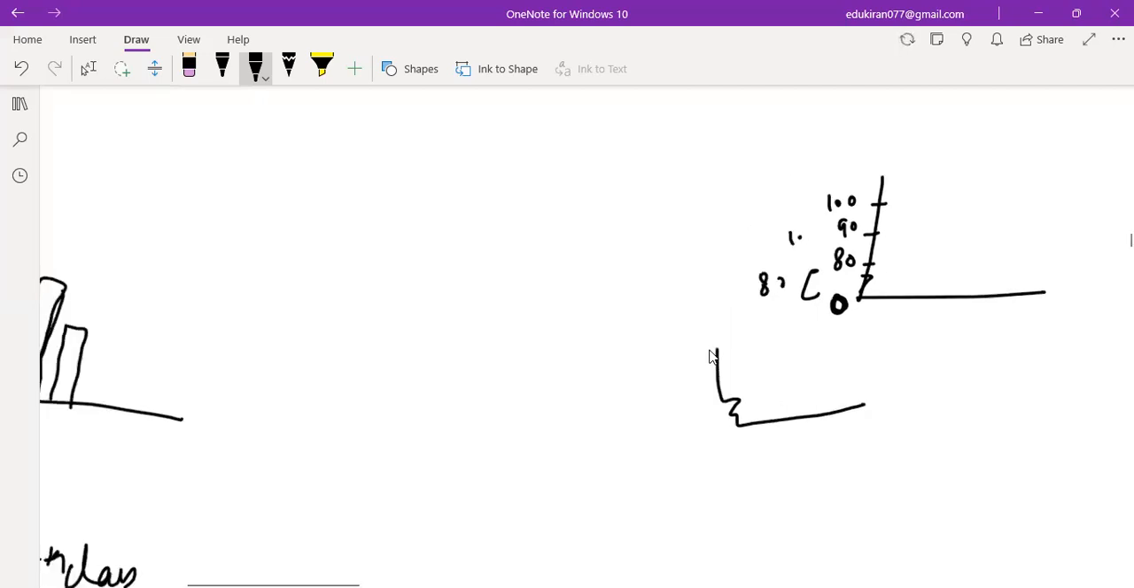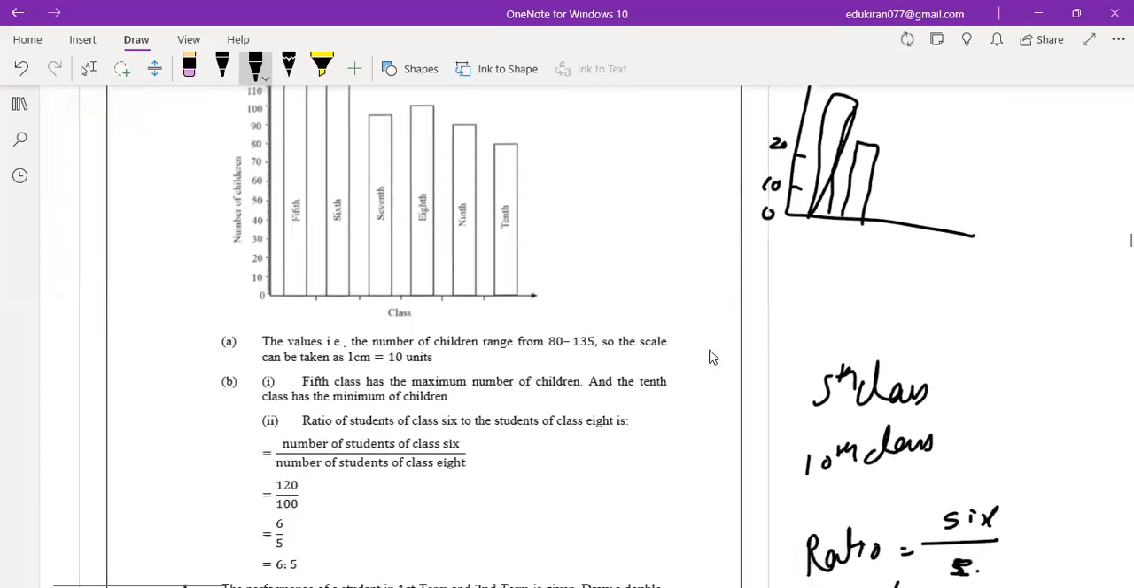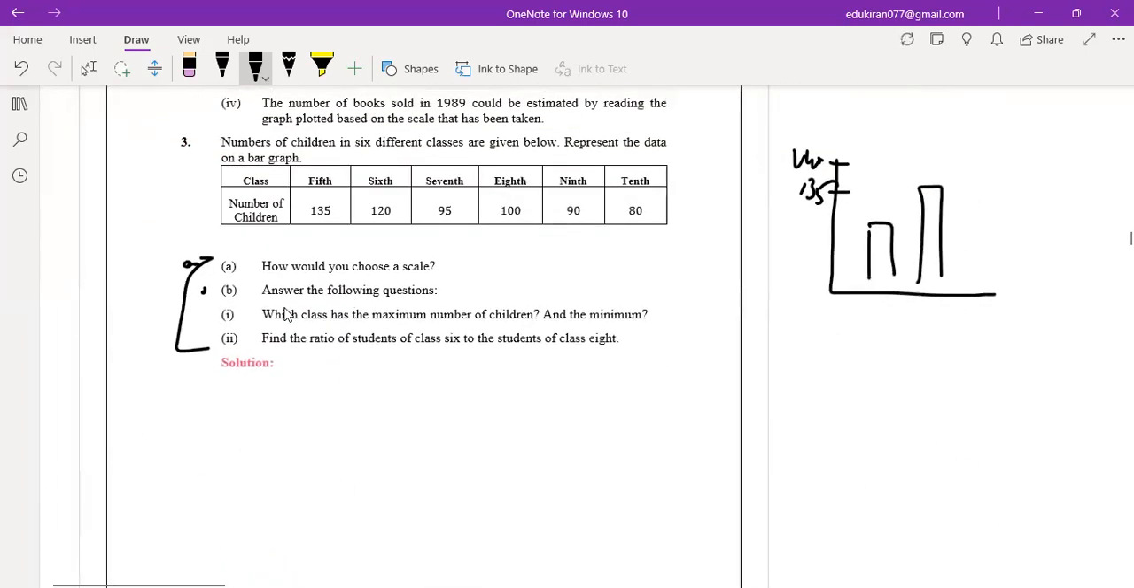Okay. So the first one, who will tell me the answer? Which has the maximum number of children and the minimum? Tell me, sorry, maximum and minimum. The maximum is 5th standard and the minimum is 10th standard.